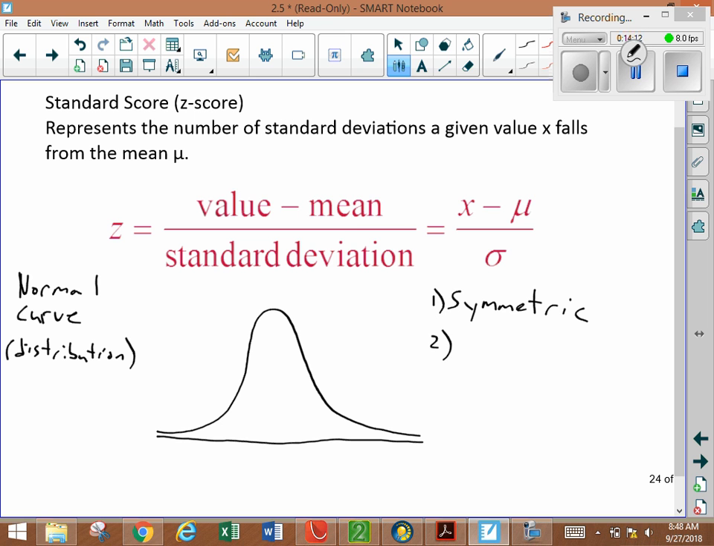And also, the area under the curve is 1. Okay? We're going to get into this in much more detail later. But if I'm going to draw this thing and introduce it to you, the two most important things about it: it's symmetric, right? The mean is in the center, okay? Remember we used that M thing to represent mean?